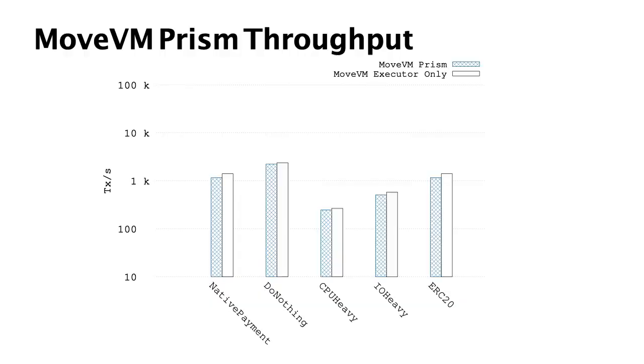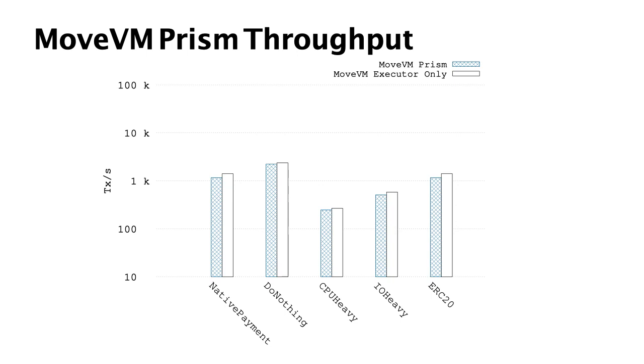For MoveVM, the result is similar. The MoveVM Prism throughput can reach about 80% of MoveVM executor-only throughput. This means that MoveVM Prism can remove the consensus bottleneck because of the Prism consensus. We did not compare this throughput to Libra's throughput because Libra is a permissioned consensus protocol, whereas Prism and most traditional blockchain protocols are permissionless.